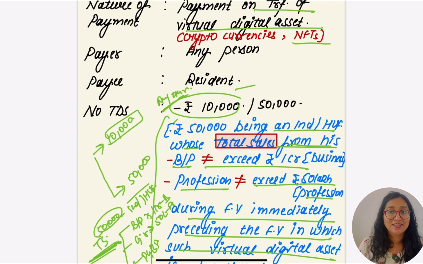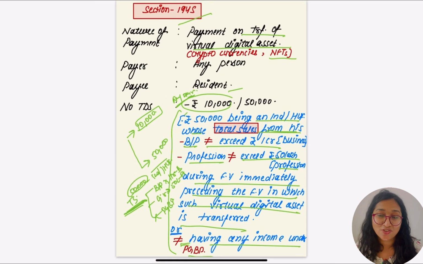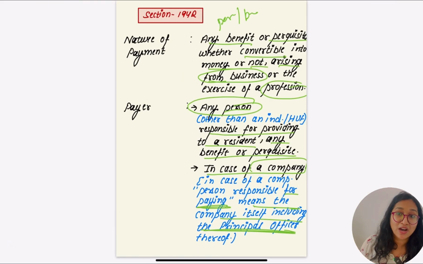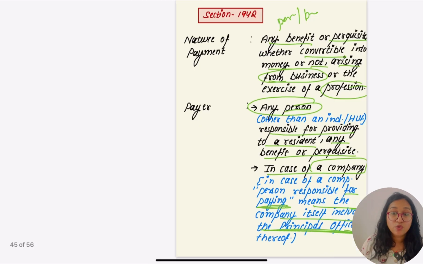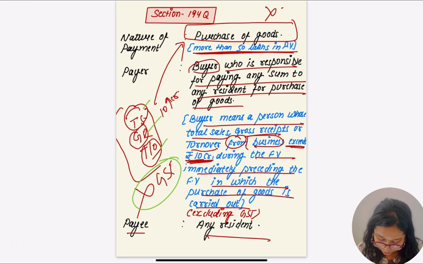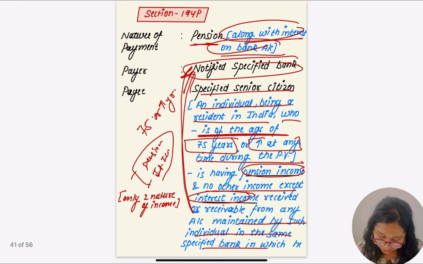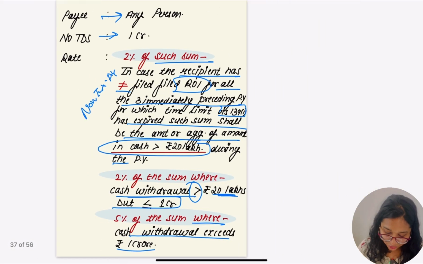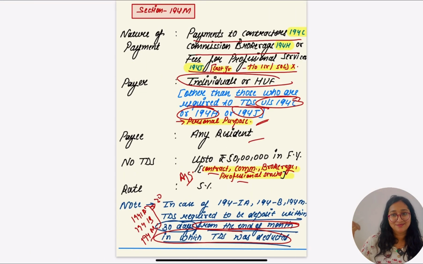So that's it guys, this was today's lecture. I don't want to extend this lecture. Up to this we have completed 194S, which is related to virtual digital asset. 194R, perquisite and benefits. 194Q, purchase of business goods. 194P is for pension, and 194O is for e-commerce operator, and the ATM limit for cash withdrawal, and other than contractor, commission, brokerage, and professional services. We have completed these sections.